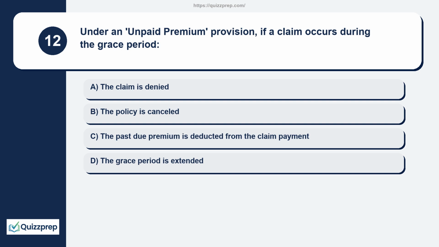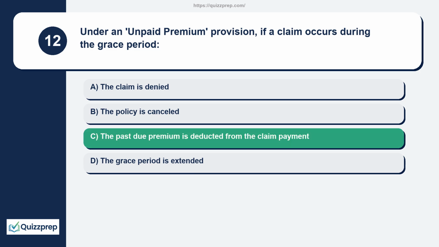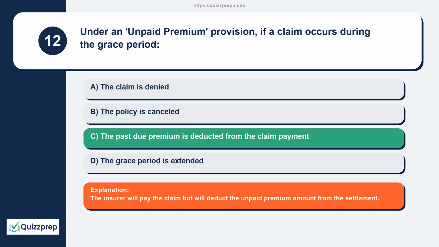Question 12. Under an unpaid premium provision, if a claim occurs during the grace period, what happens? The claim is denied. The policy is cancelled. The past due premium is deducted from the claim payment. The grace period is extended. The insurer will pay the claim but will deduct the unpaid premium amount from the settlement.